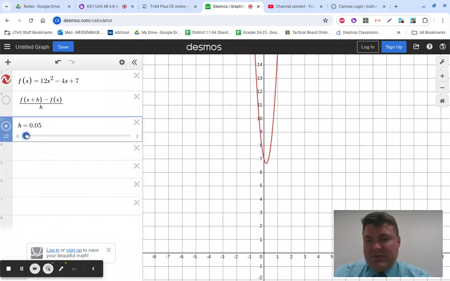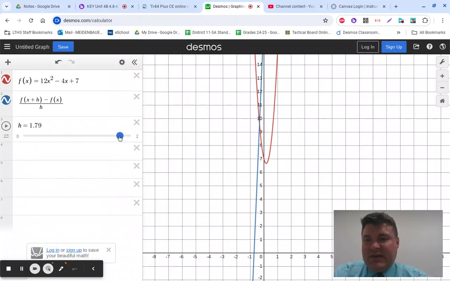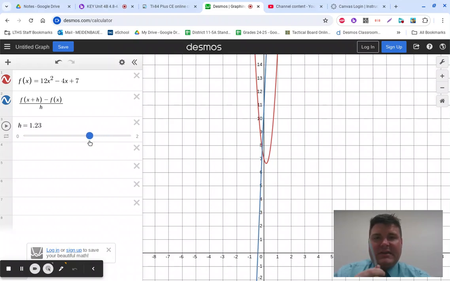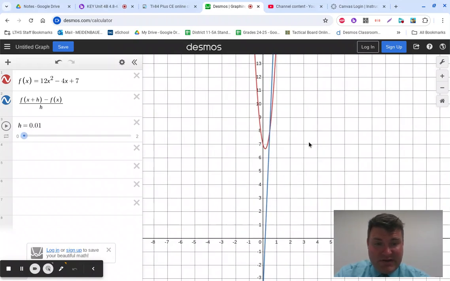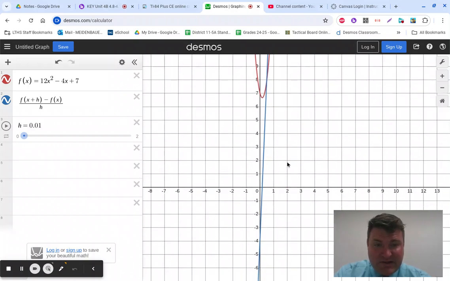And you can see that when I have a large function here, I'll make this blue now. So here's the function. As this h value, that distance between the x's, the change in x's, gets smaller and smaller, that function is going to get closer and closer to lining up with this value right here. Pretty much as close as we can right there, which is 24x minus 4. As you can see right here, the b value is -4.